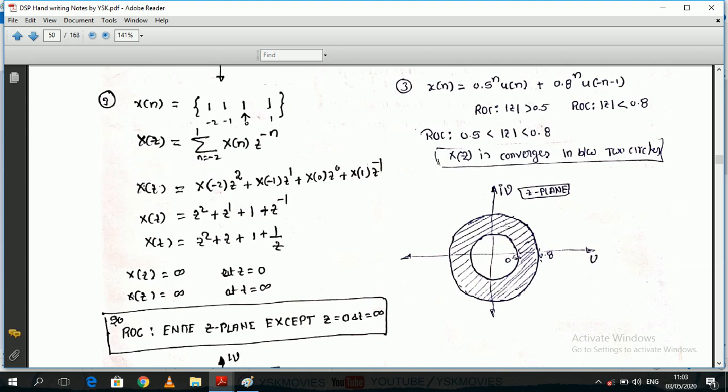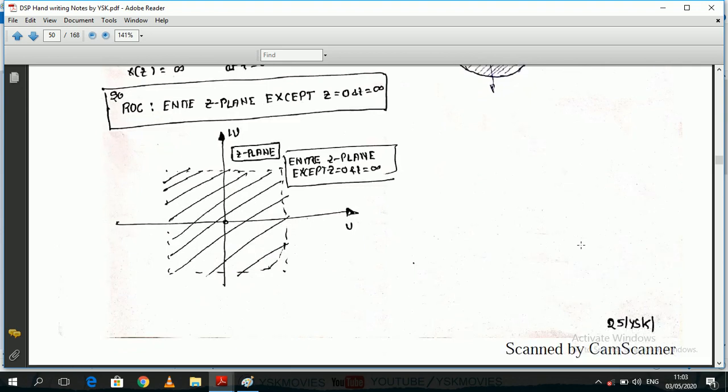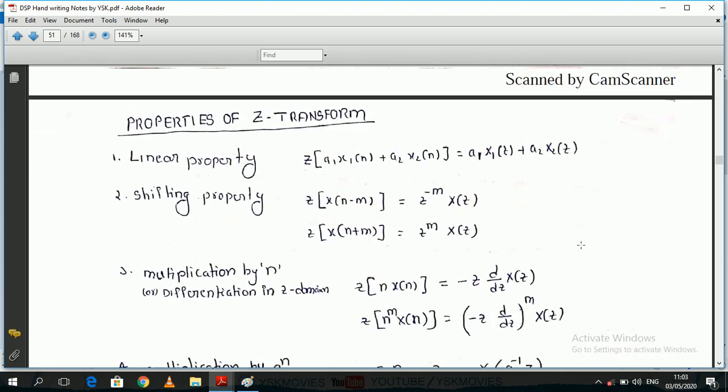Okay, so this is the z plane. This is the imaginary line, this is the real line. I forgot to say that in the Laplace transform, to represent the ROC, this is the S plane, and left sided and right sided regions are shaded like that. But here in the z transform we are using the unit circle instead of the S plane. Okay, so this is all about ROC.